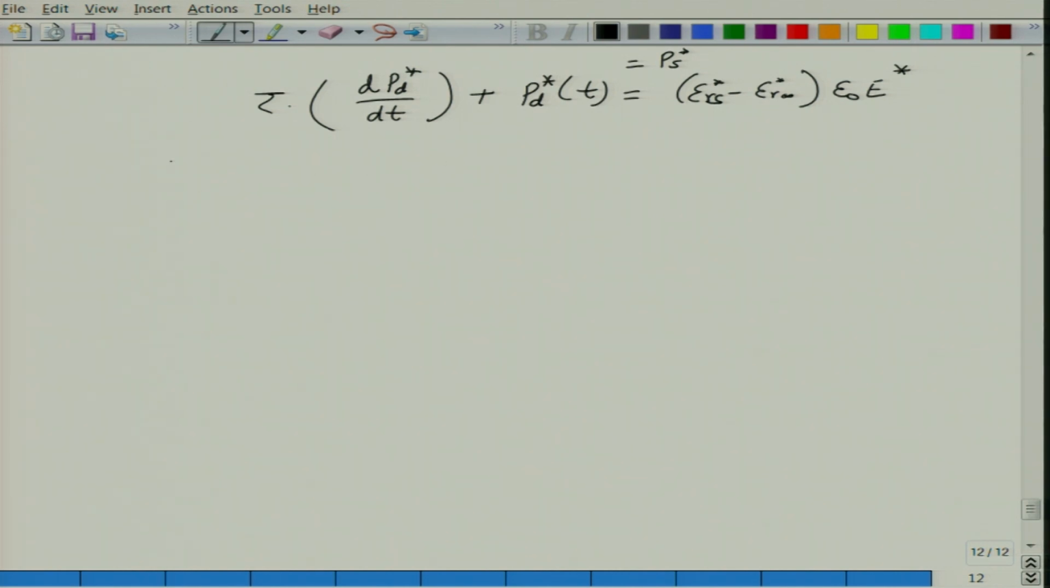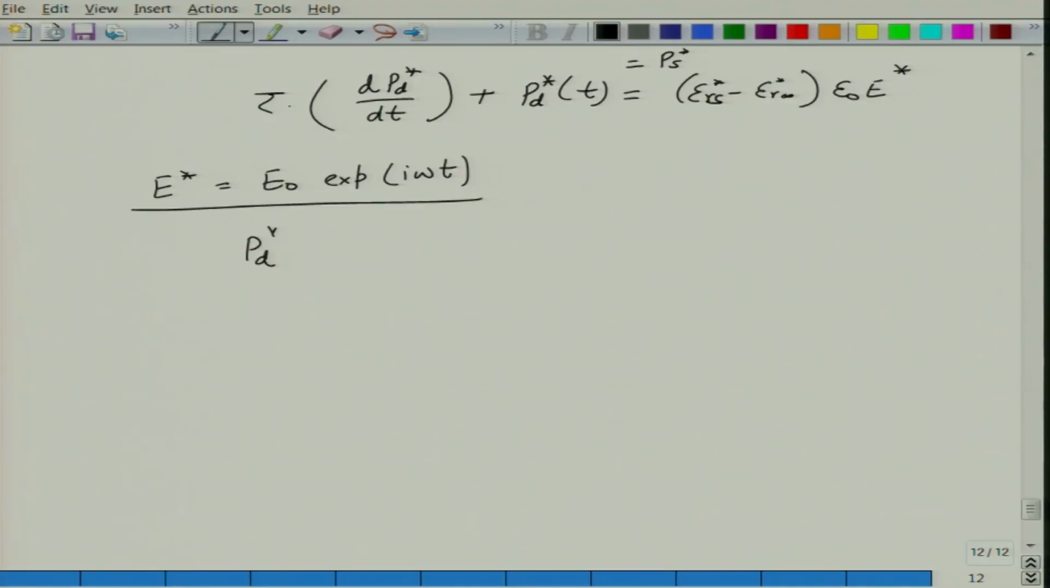So, assuming now we know that E star has a relation which is E naught into exponential of i omega t. So, since the field is varying sinusoidally, it has a time dependence, we might expect the solution of P is also time dependent, right. So, we can write a solution. Let us say Pd star can be written in the form epsilon naught epsilon r star E star plus epsilon r s exponential of minus beta t. It has some sort of form which is like this, and we want to determine here what beta is.